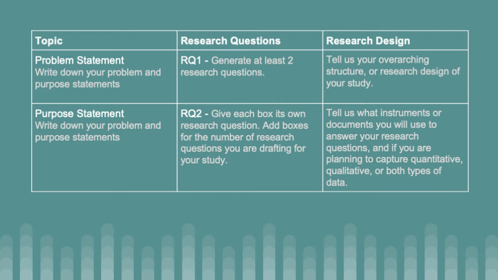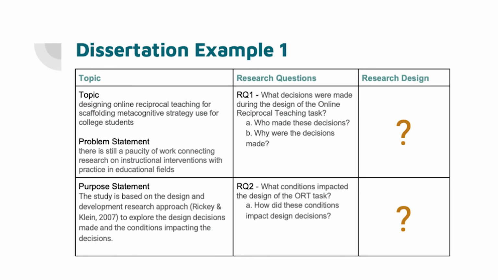This is the alignment table that you'll be using in your assignment. You can see the areas you can input the problem statement, the purpose statement, and the research questions. Then you can find alignment with the research design by adding the instruments and type of data you plan on collecting. Let's run through a couple of examples to practice matching research questions to the research design before you start your own assignment. Here's our first example.